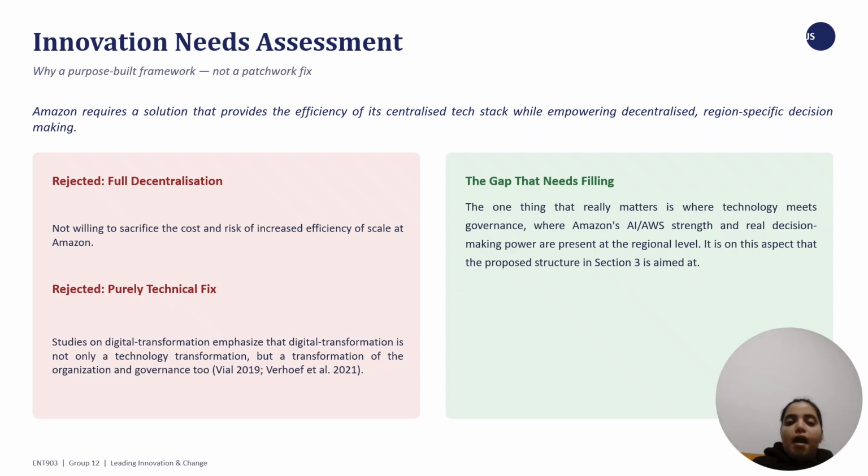So in this slide, I will tell about what Amazon actually needs. Amazon needs a system that keeps the efficiency of its centralized tech while enabling decentralized region-specific decisions. We considered and rejected two weaker options. First, full decentralization would sacrifice Amazon's efficiency of scale and would be too costly and risky. Second, a purely technical fix isn't enough either. Digital transformation research consistently shows technology alone does not work without organizational and governance change. So the real gap sits at the intersection of technology and governance. That's exactly where our proposed framework is targeted.